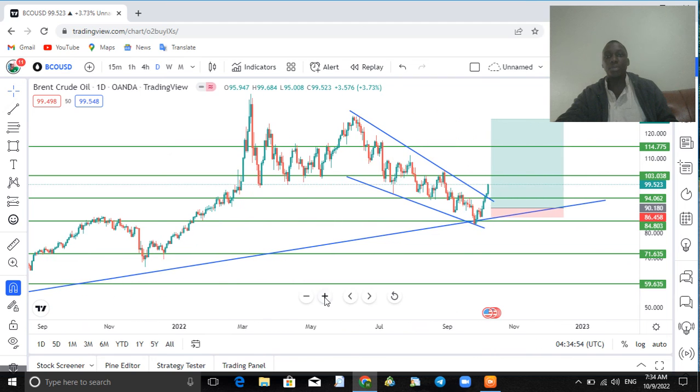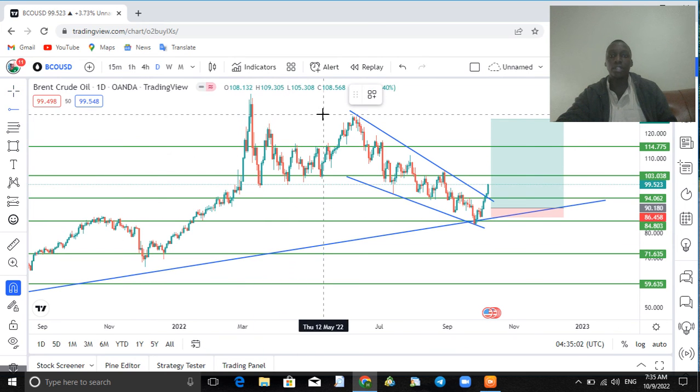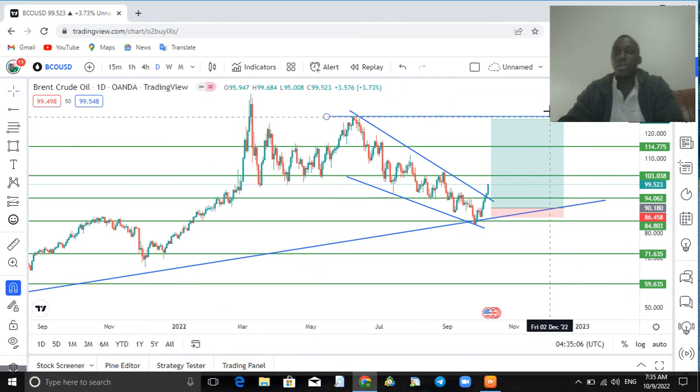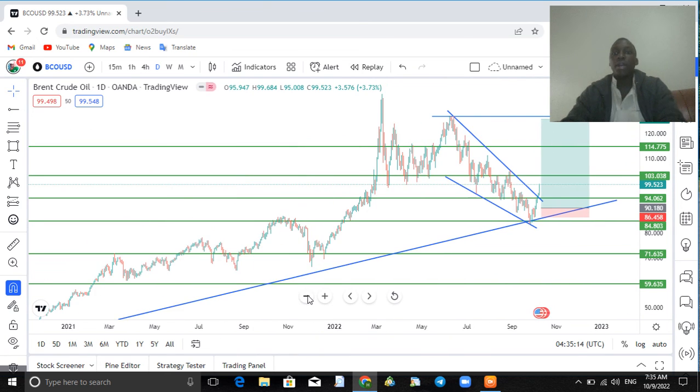Now you have to be patient when you're in a trade of Brent or gold or all these commodities, because they have a lot of volatility plus their pip value. Now this will be our target. This can be our first TP, second TP, and this is our third TP. For those who are trading Brent, wait for a little bit of a pullback for this falling wedge of ours before you jump into this trade.